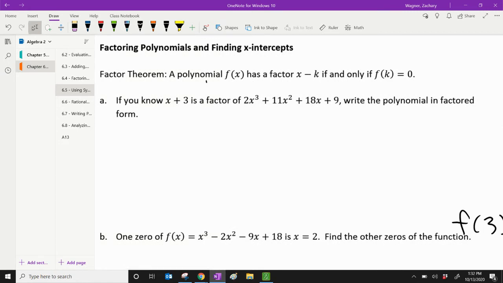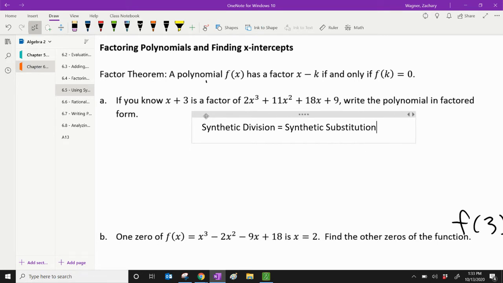If you know x plus 3 is a factor of this, we could write it in that polynomial factored form. The way you do that is you use synthetic division. Synthetic division is the same thing as synthetic substitution. Same thing, but with synthetic division, we could take it another step. Right, we're using this to factor, and I'll show you what I mean when I say that.